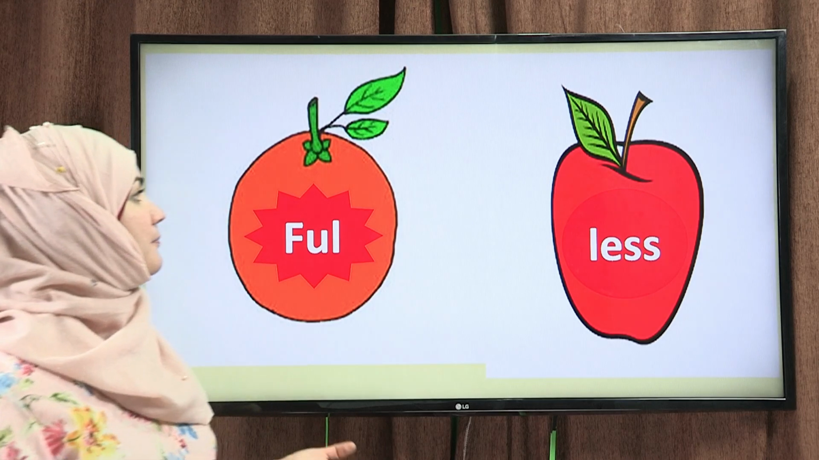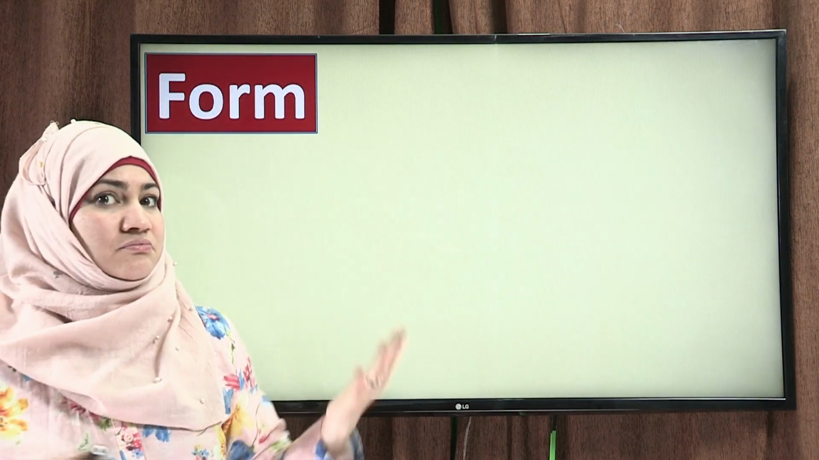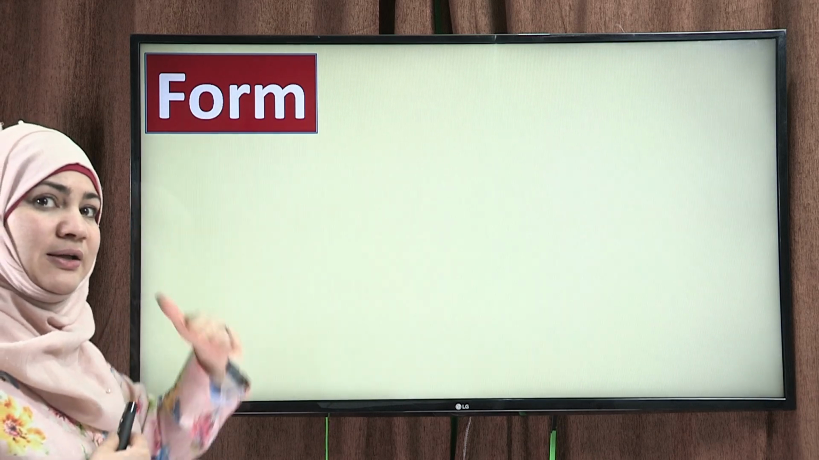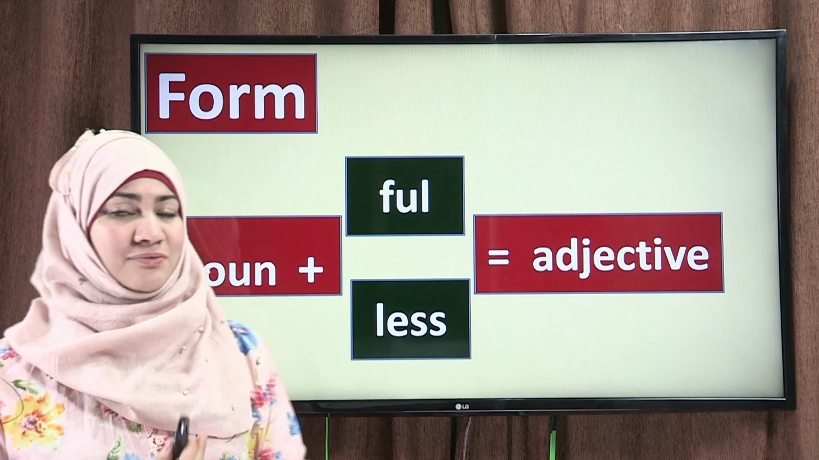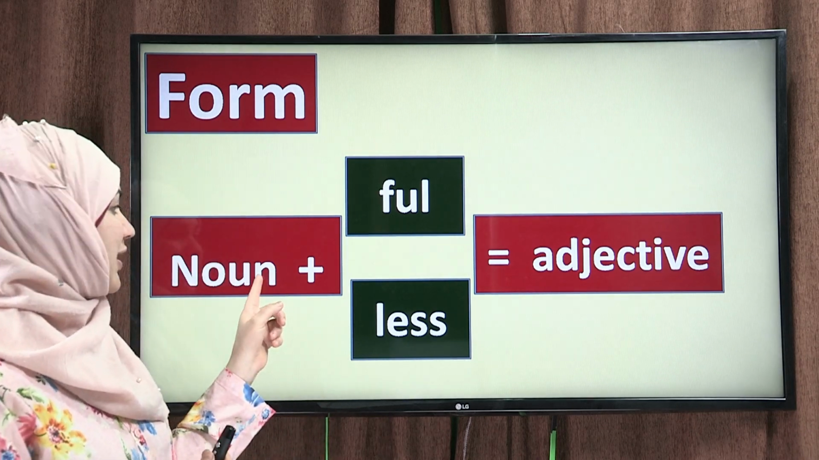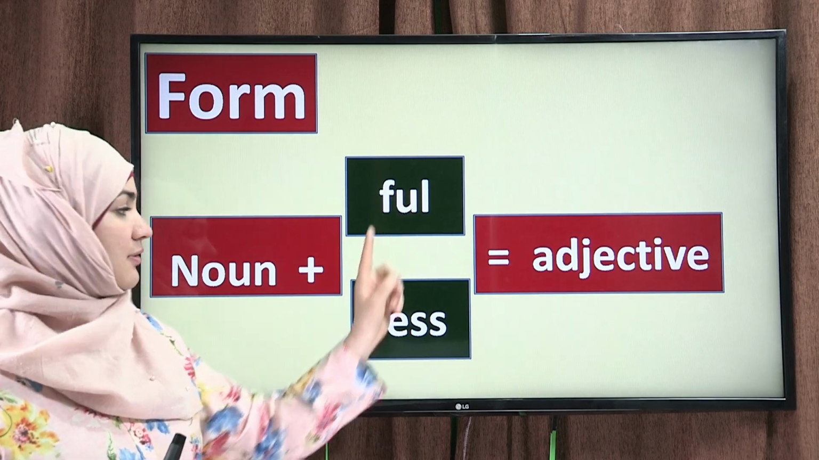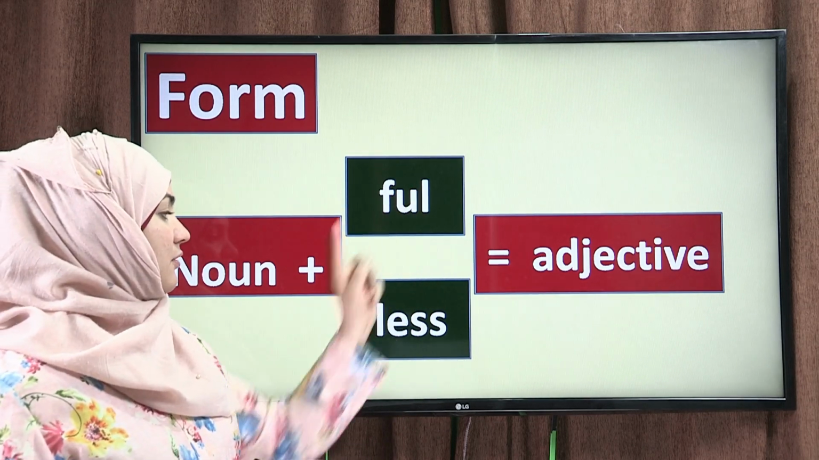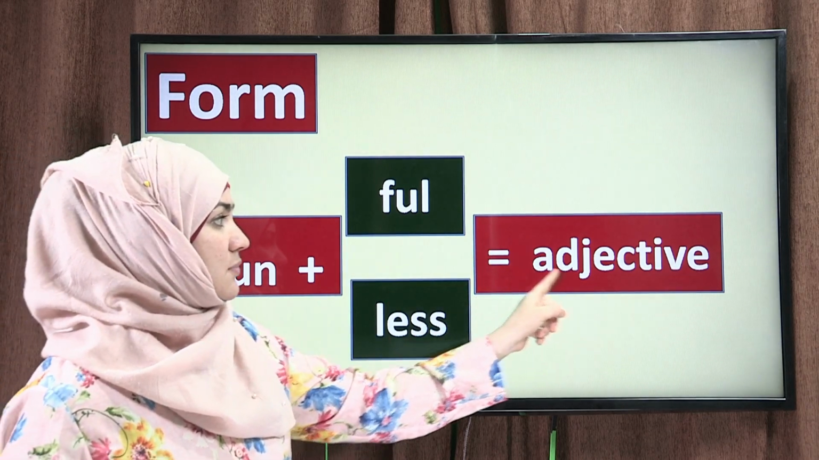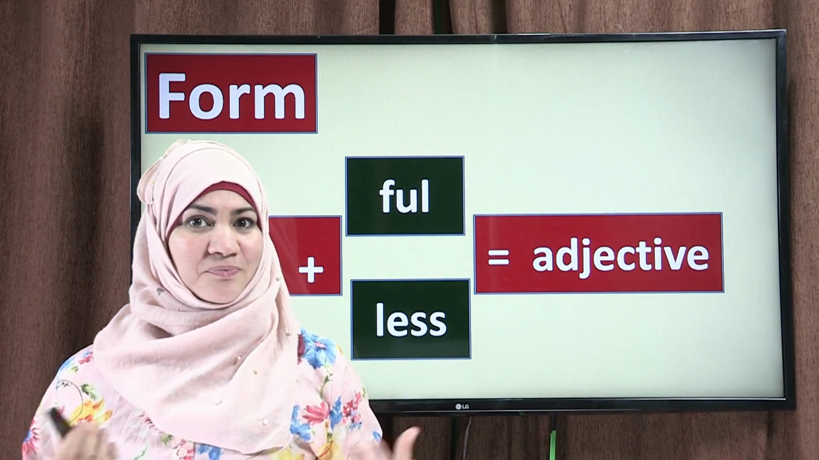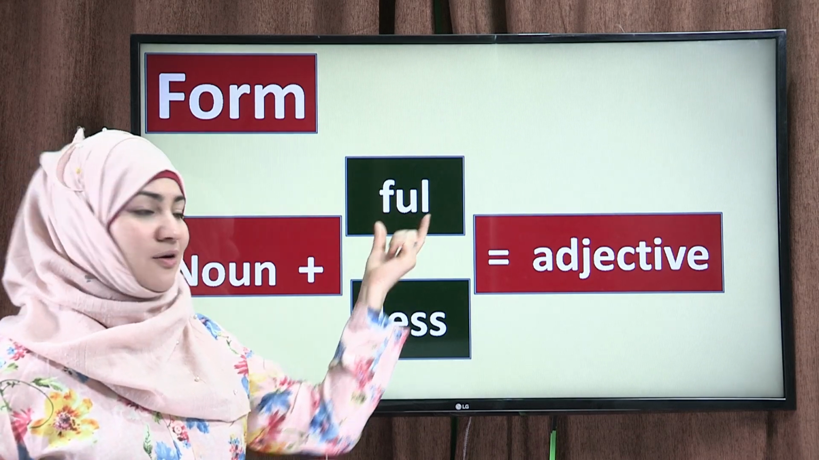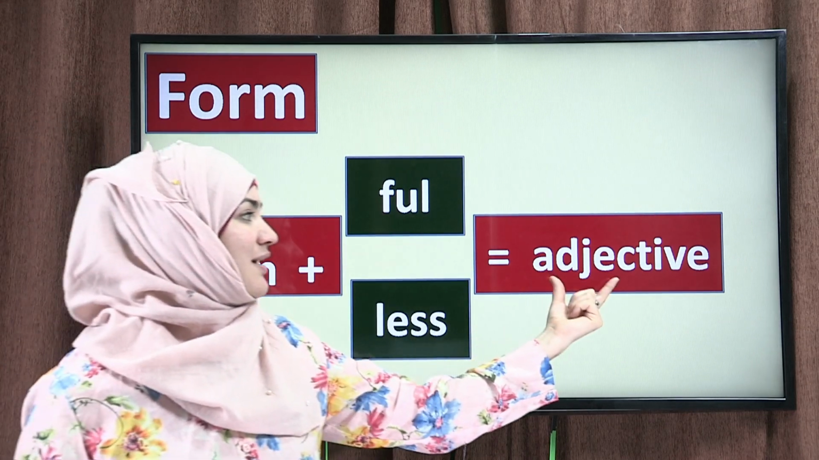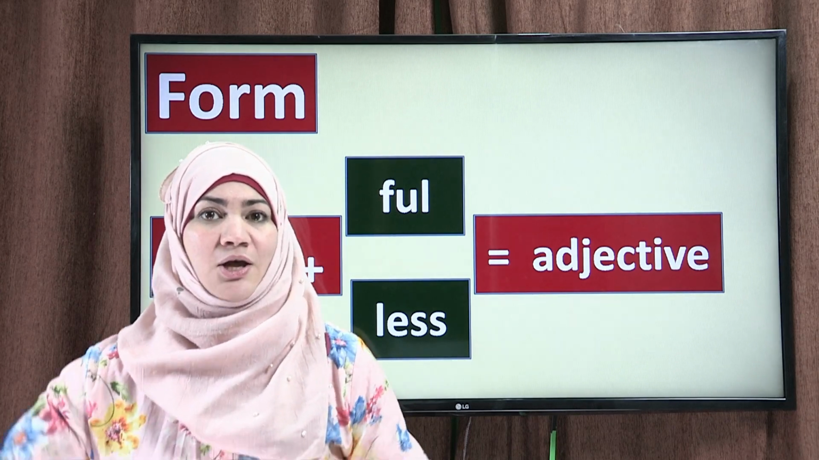We see together here we have some form. We see the form and examples. The form is the noun. We have a noun. We add to this noun full or less, and we will have an adjective. So we see together here some examples.